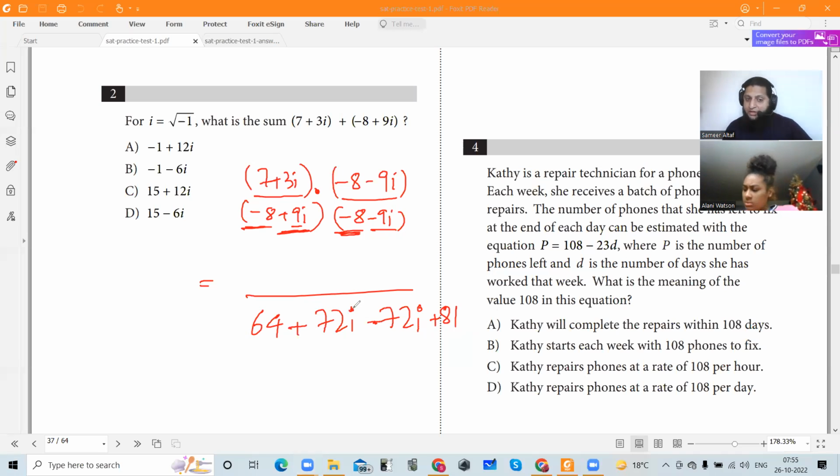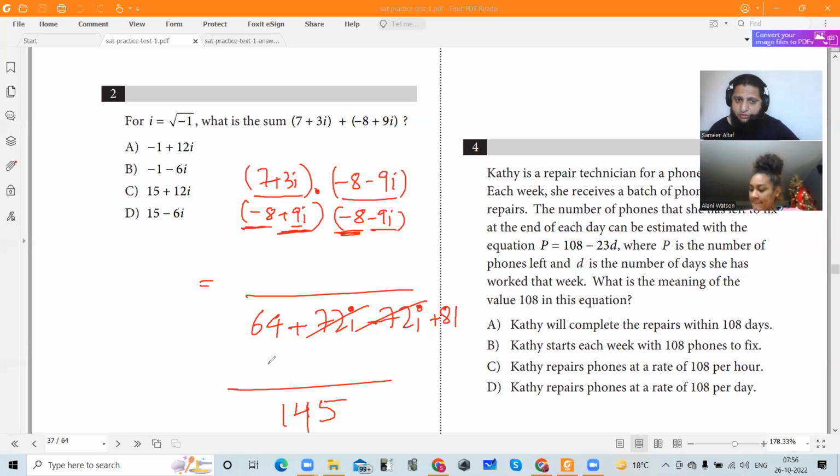Think about it again. You have to combine the like terms. The +72i and the -72i cancel out each other. So it's just the 64 plus 81. How much is that? Let's see. It is 145, and that's the denominator.